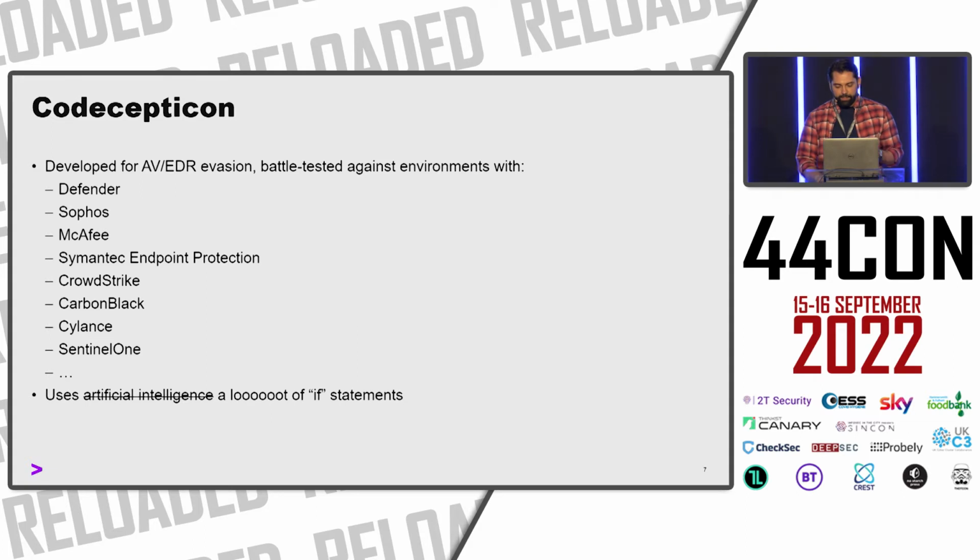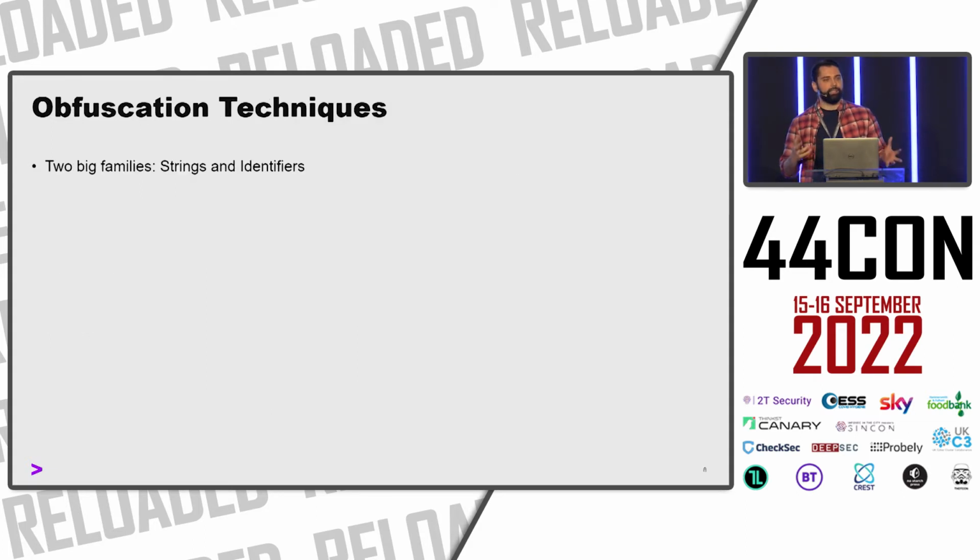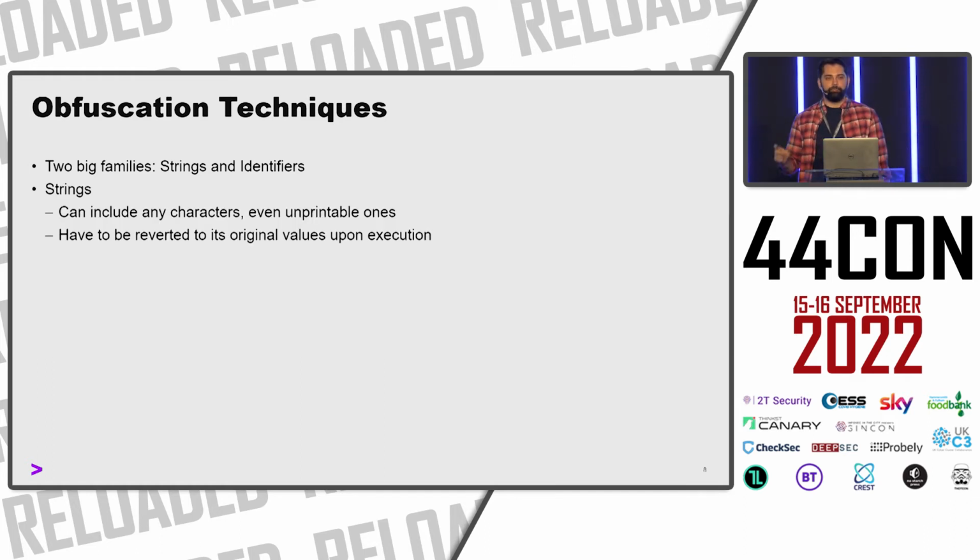So now let's discuss the techniques that are used to obfuscate something, and if you wanted to build an obfuscator, what challenges would you face and what would you have to sort out? There are two big families of things you need to obfuscate: strings and identifiers. Each one of them has its own requirements and restrictions. The good thing about strings is you can obfuscate using anything you want. You can have unprintable characters, you can compress them, you can do whatever you want. But you will have to bring back the original version of it when you execute the code. That is its only requirement.